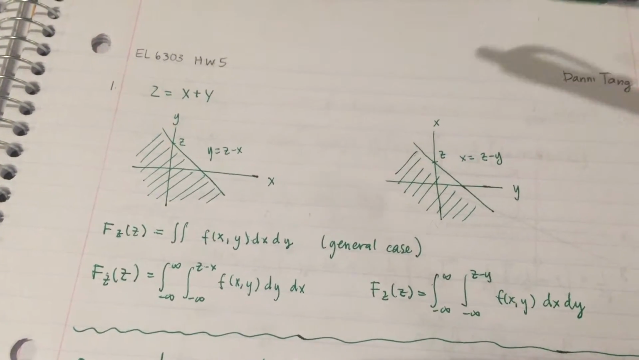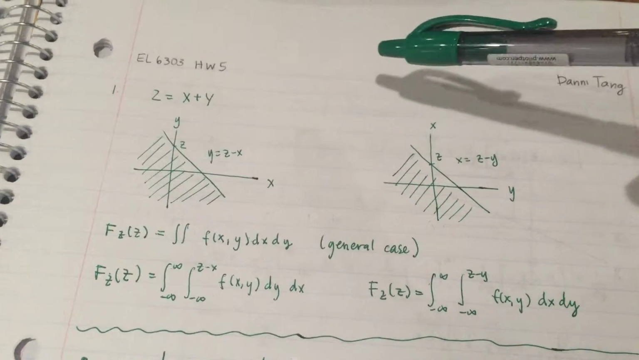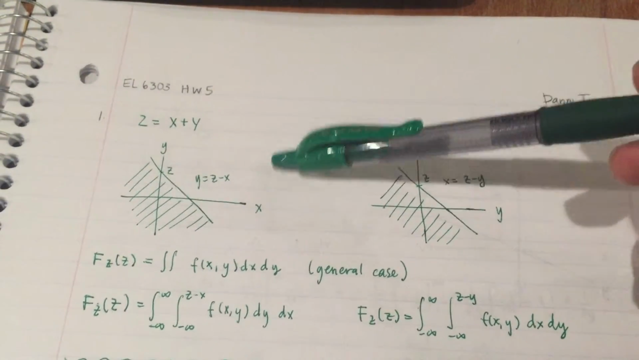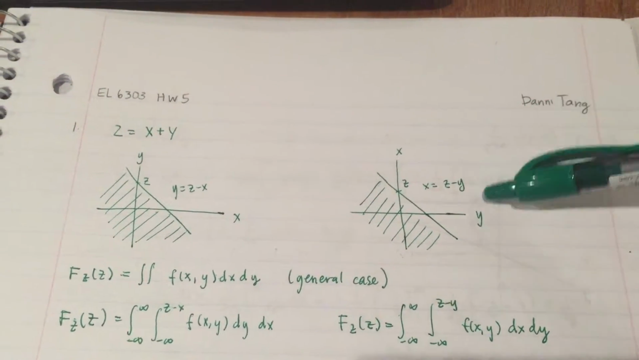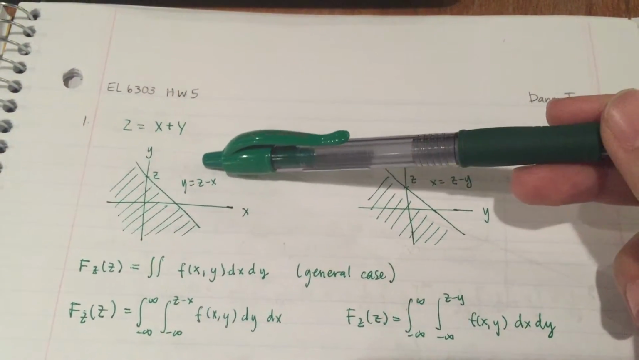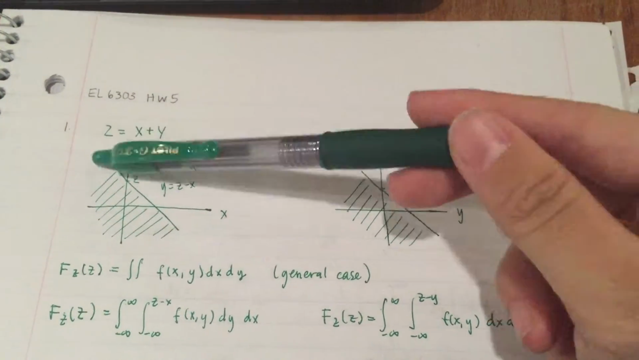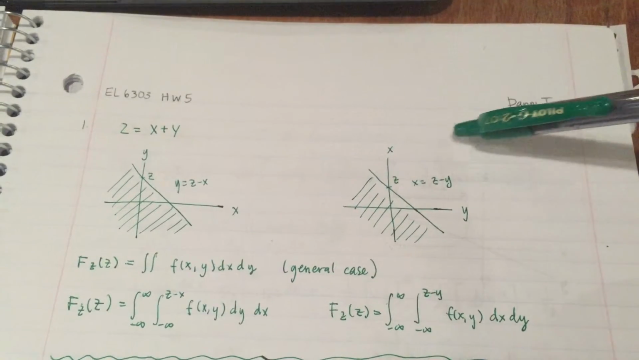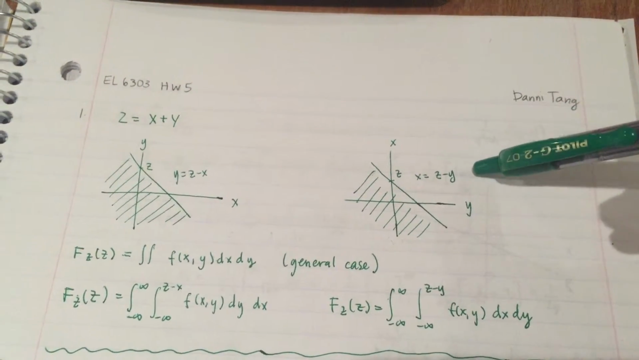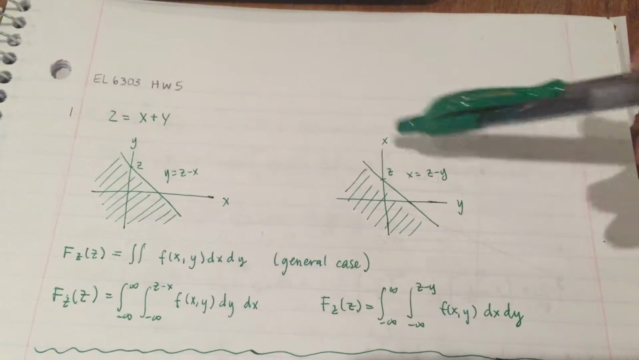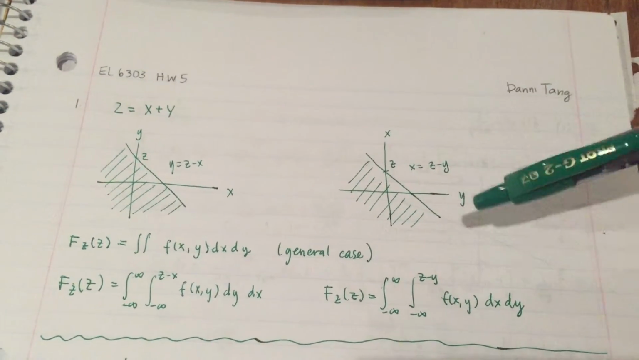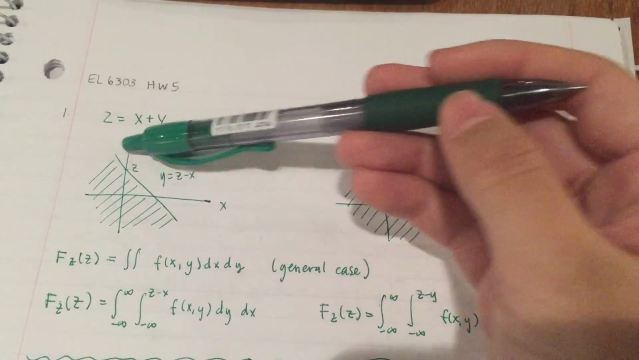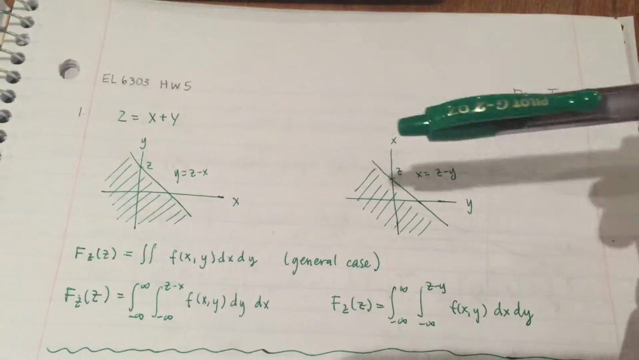And so to illustrate this point, you have z equals x plus y, and you can write this in terms of y equals or x equals. So when y equals, it's y equals z minus x, and you get this graph. And when you write it in terms of x, it's x equals z minus y. You get this graph. It's the same graph, but you switch the axes, and this line is x equals z minus y, and this line is y equals z minus x.